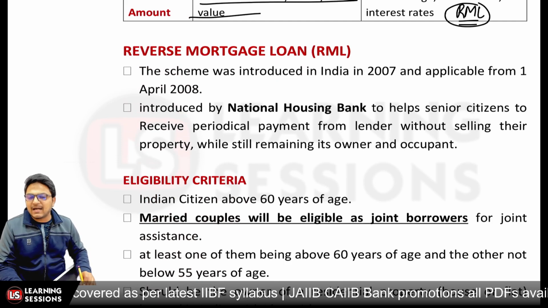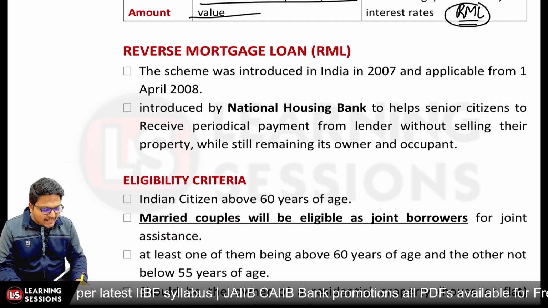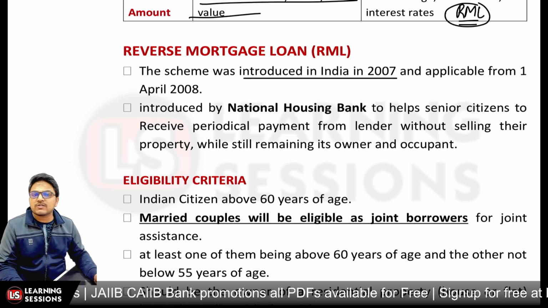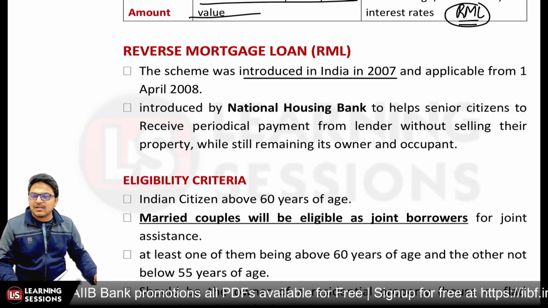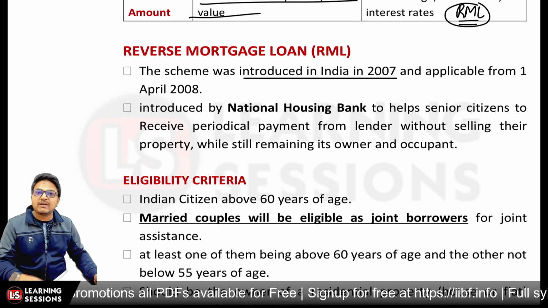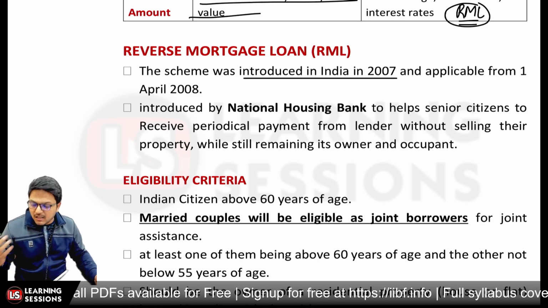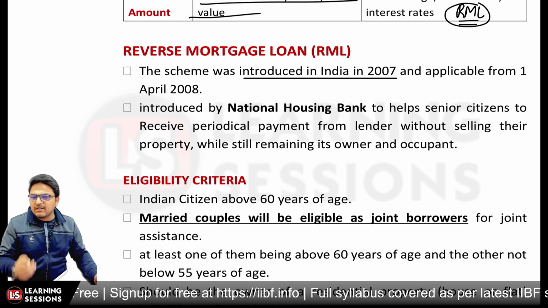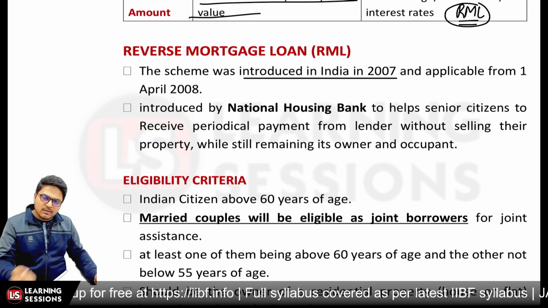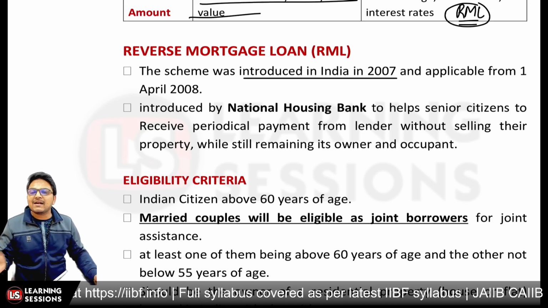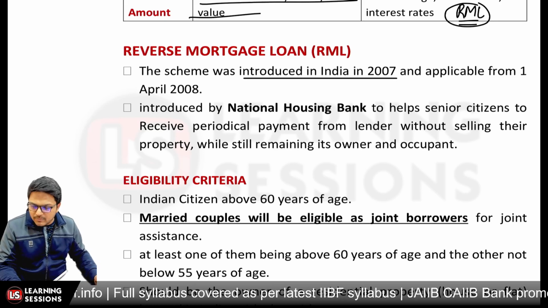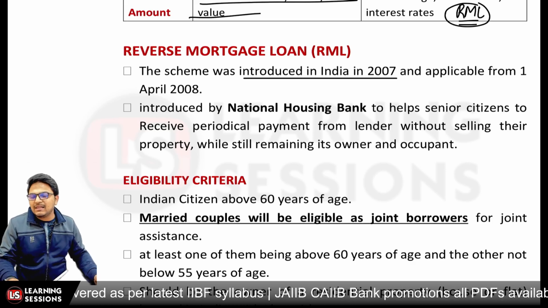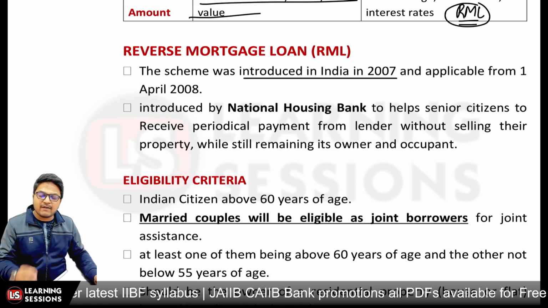So what is RML? The RML scheme was introduced in India by NHB in 2007, and it was applicable in India from 1st April 2008. This scheme is there to help senior citizens who do not have any periodic revenues. Now they can place their property with the bank and take an annuity or a lump sum amount from the bank, right? At the same time they can reside inside the home and retain possession of the home till they are alive, and further while their spouse is alive.